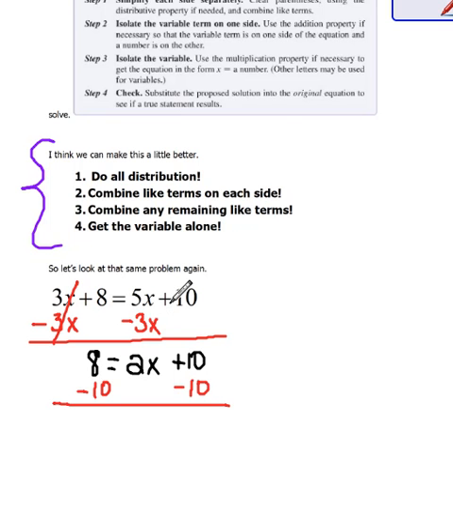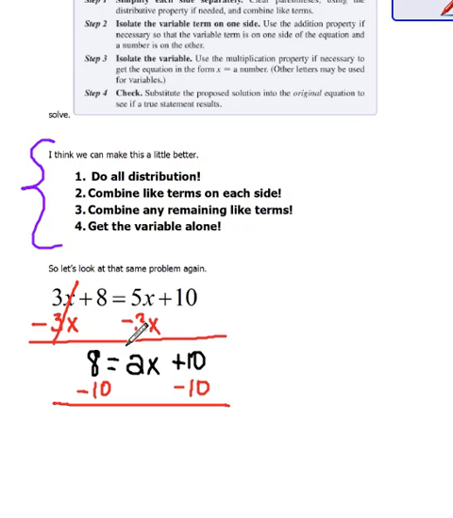This is where we move them across the equal sign. So we are going to move this 3x. 3 is smaller than 5. I always like to move the smaller one first if possible. So we're going to do the opposite of a positive 3x, which is a negative 3x. And we did that to both sides of the equation. So 3x minus 3x is 0. This leaves us with 8 equals 5x minus 3x would be 2x. And then we drop our plus 10.